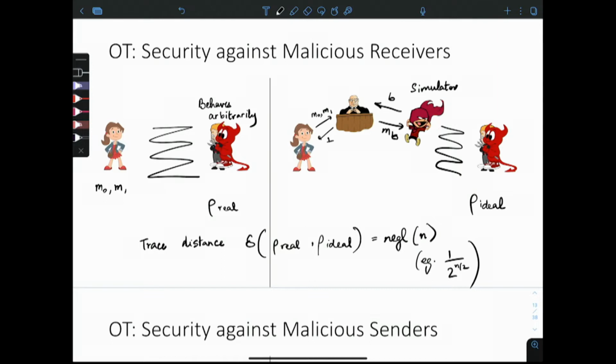I think you have seen the definition of trace distance before, but let me remind you what it is anyway. It is half the trace norm of rho real minus rho ideal. Forgetting about the exact definition for a second, the operational meaning is that this is the maximum probability with which any measurement can distinguish the mixed state rho real from the state rho ideal. Okay?